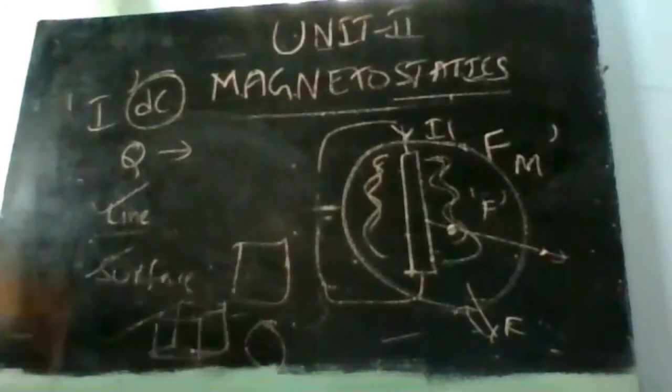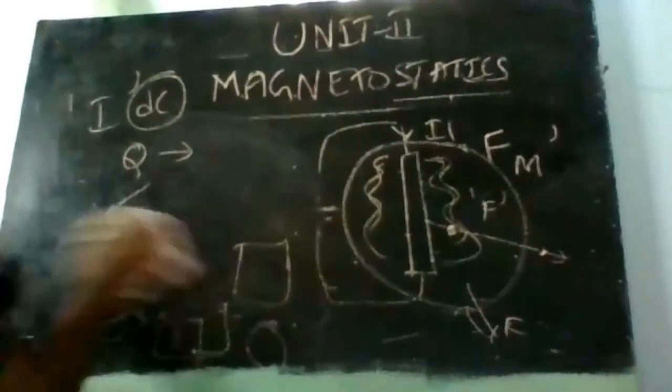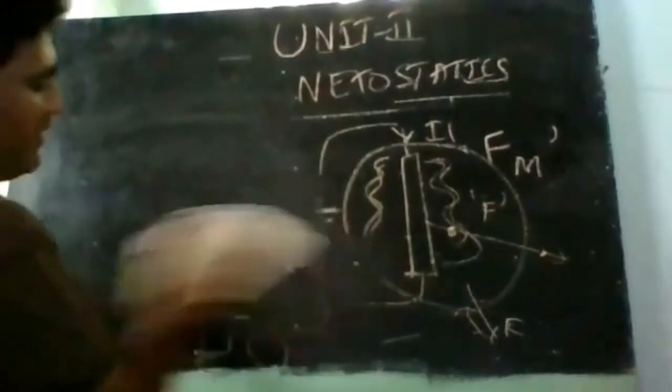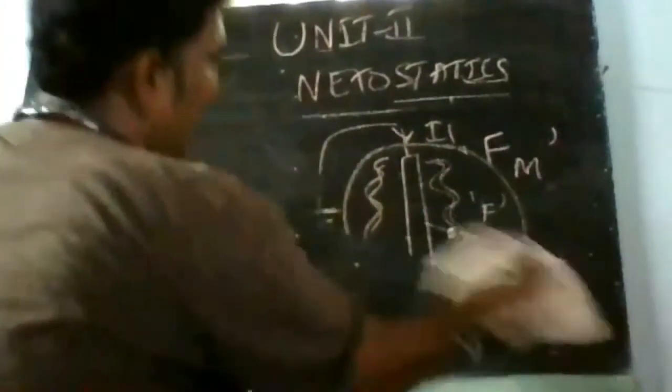Clear with this? This is the second point. The first point is, whenever you apply DC current, you will get a magnetic field around the conductor. Conductors are of three types: line conductors, surface conductors, and volume conductors. Third point, how do I measure magnetic field?